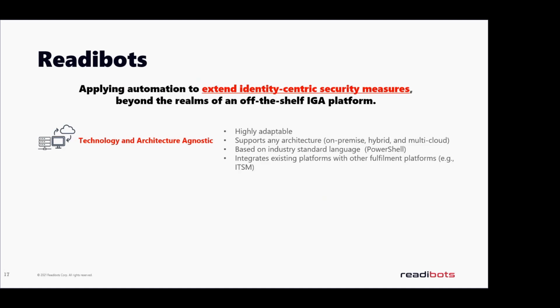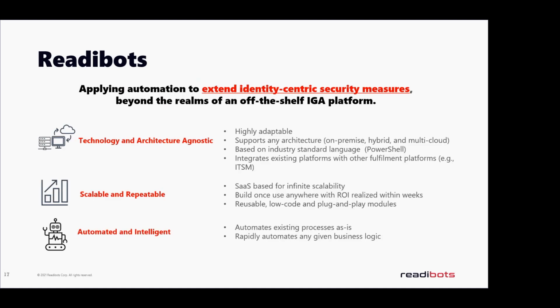So I'm going to do a summary. If you look at what we are about, what we're doing is we're applying automation to extended identity-centric security measures. What does that have to do with it? Well, again, everything's about identity at the end of the day. Can I use this? Can I not? What does this person have? That resource is only there for a purpose. It's there for a person or a process. And we can do much more than just what an off-the-shelf IGA platform can do, again, because we're built on top of this automation platform.